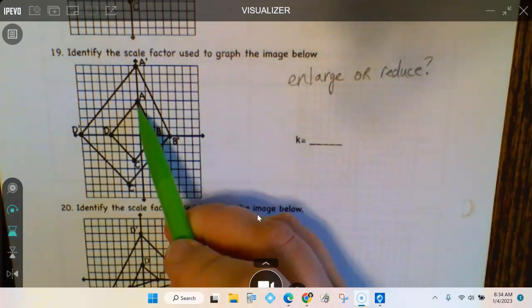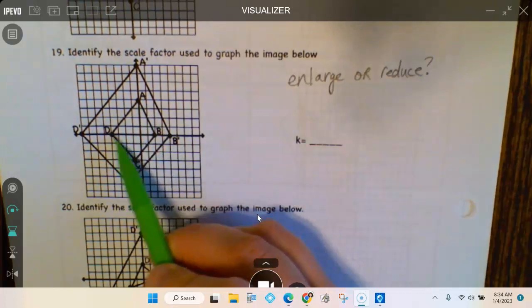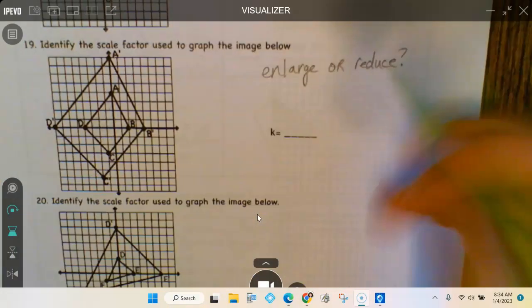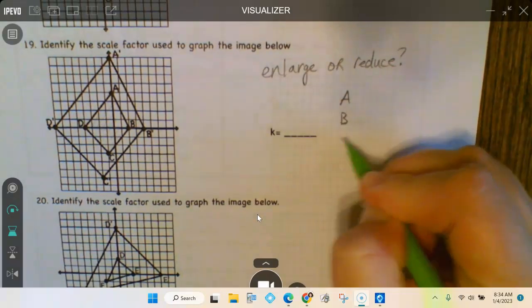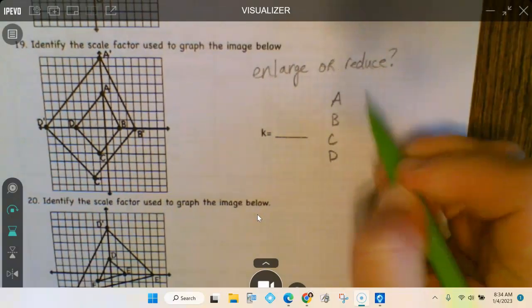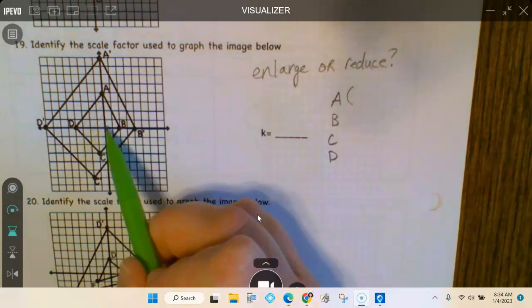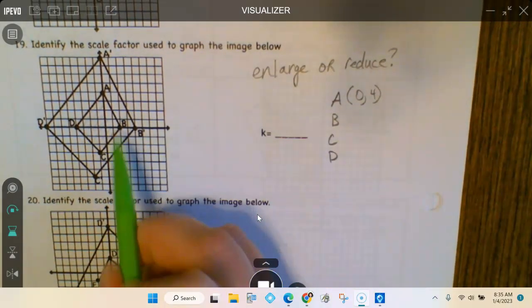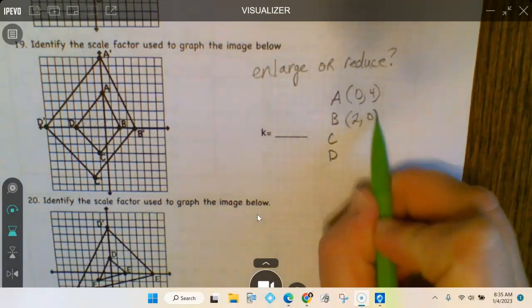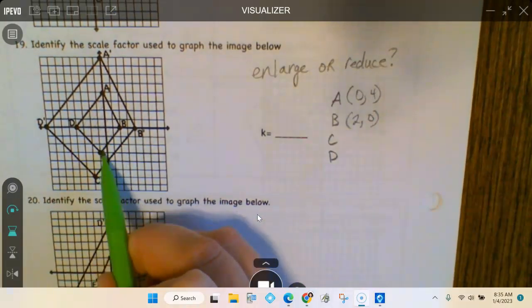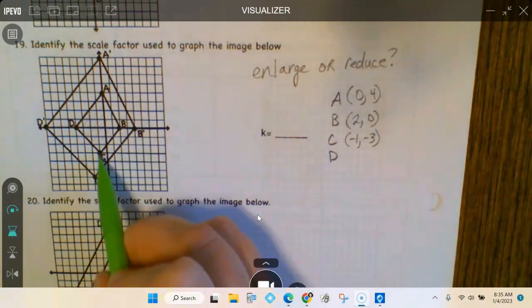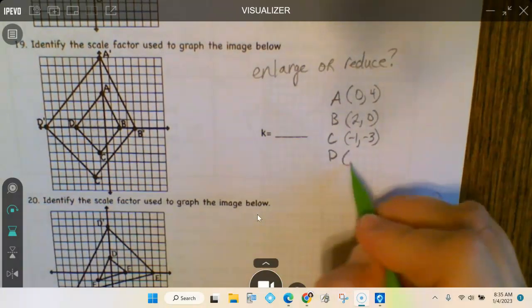So let's look. Our pre-image is the smaller one. So A, B, C, D. And let's look at those coordinates. A is at 0, 4. B is at 2, 0. C is at -1, -3. And D is at -4, 0.